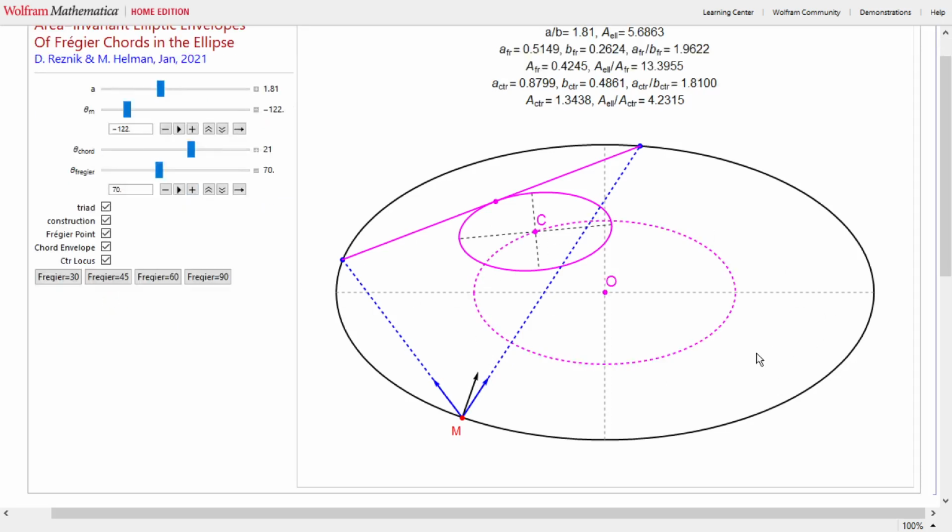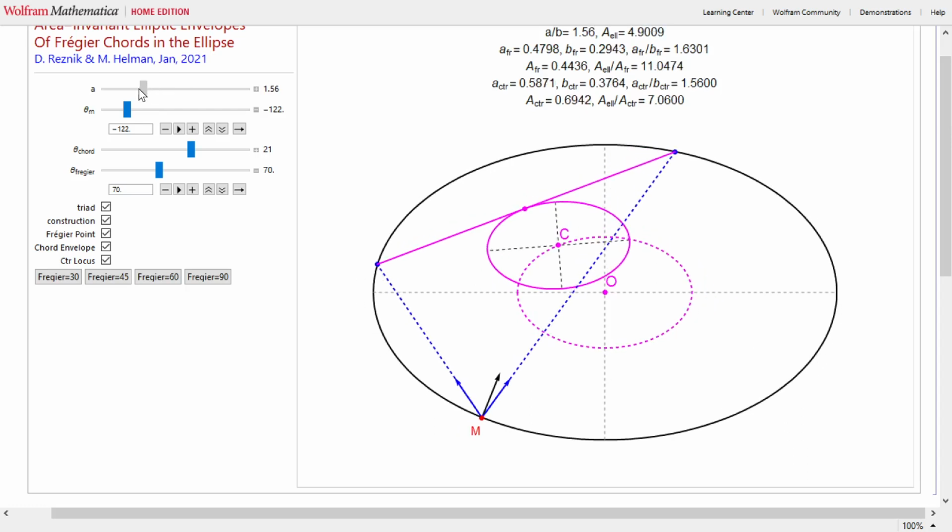And it's also an ellipse. Now what's beautiful about this ellipse is that it's invariably axis aligned with the outer one, and it is homothetic with the outer one. So it's concentric, axis aligned, and it turns out to be homothetic. How do I know this? I'm actually reporting the ratio of semi-axes here of the center ellipse. It shows as being 1.81. Let's change the A over B of the external one.